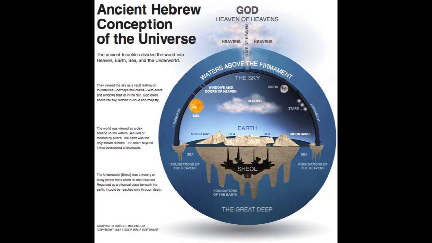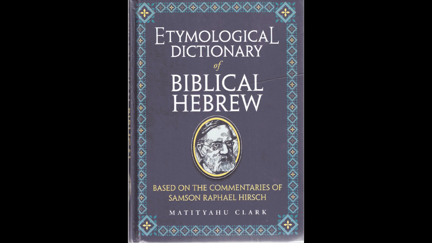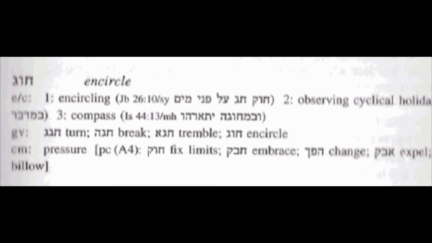And last but not least, we have the Etymological Dictionary of Biblical Hebrew, written by Samson Raphael Hirsch, but put together by Matityahu Clark. Here in his dictionary, he describes that hug means in circle. He gives you three other definitions: encircling, observing a circular holiday, or a compass. So in his root dictionary, he describes the issue of hug as encircling, going around and around.